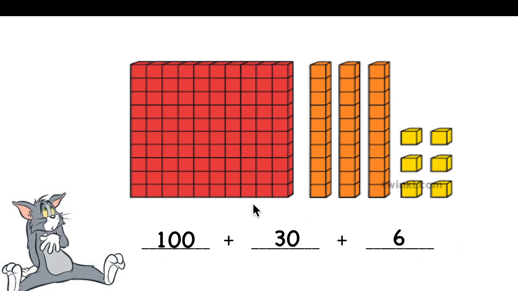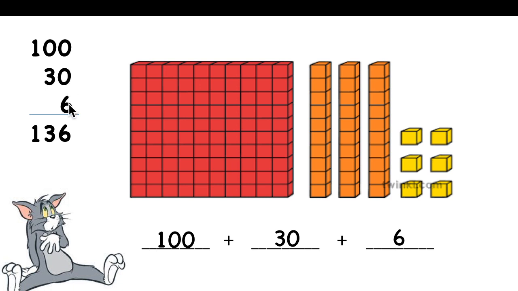We call this form expanded form. Expanded form. It's when we add the value of each digit. 100 separately, 10 separately, and 1 separately. Now, I can write them down like this. 100, 30, and 6 under each other, and add them together.